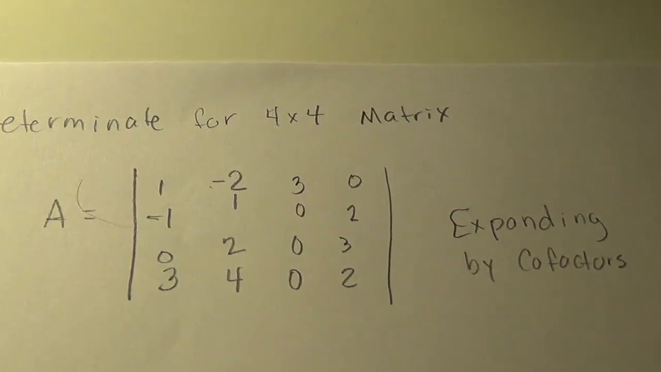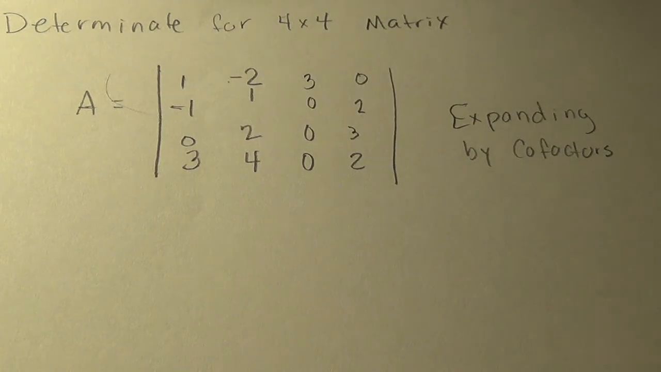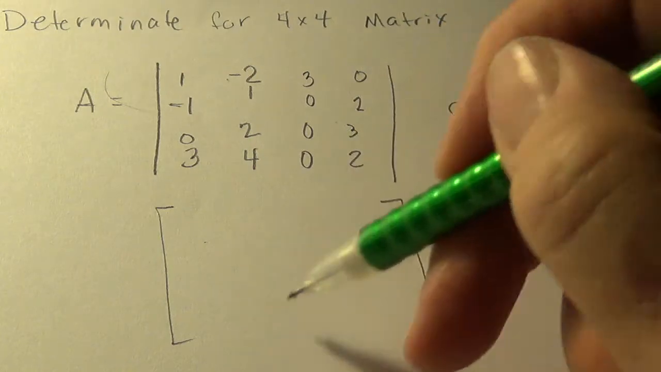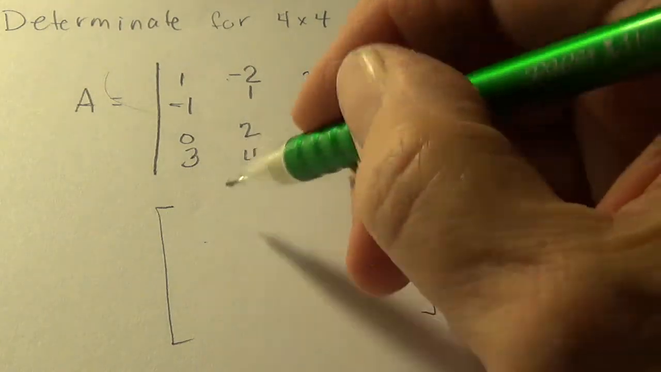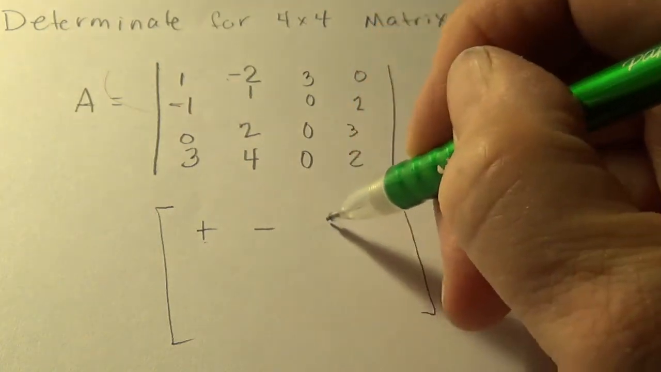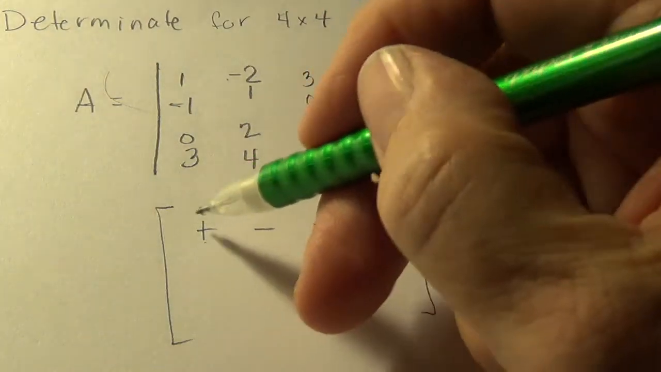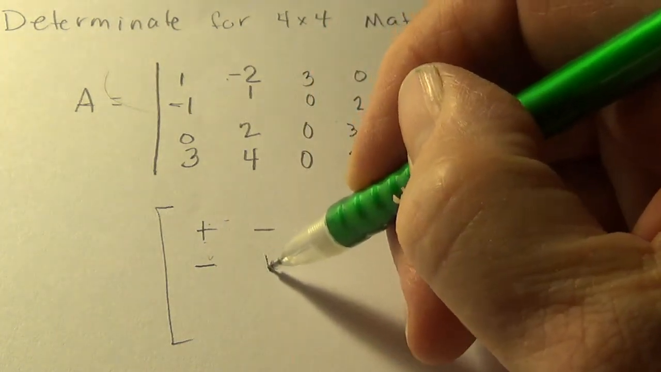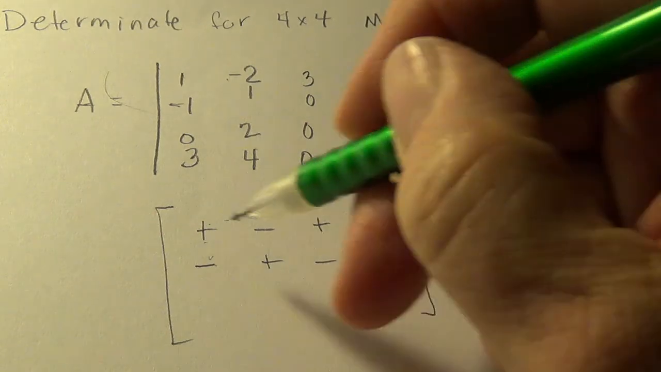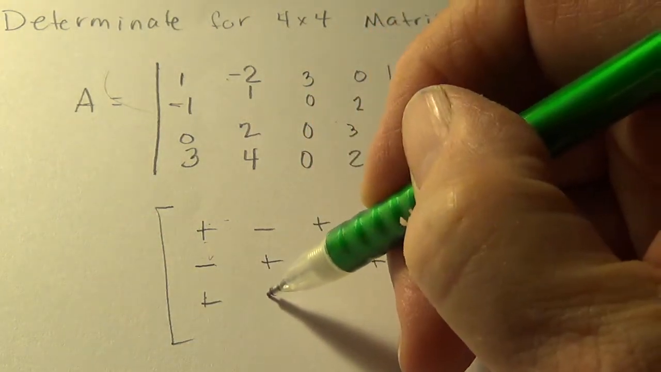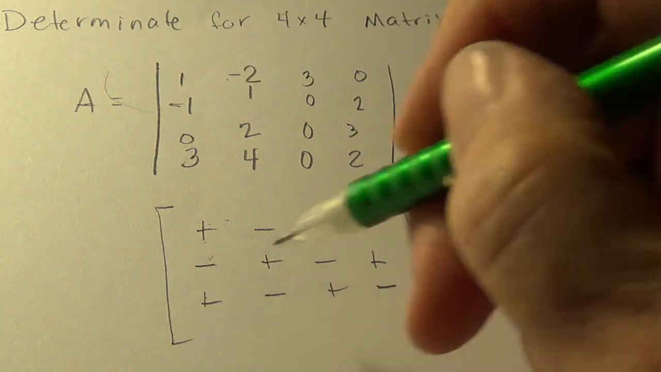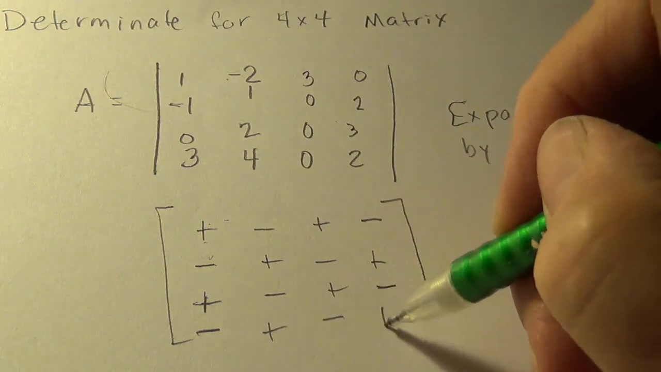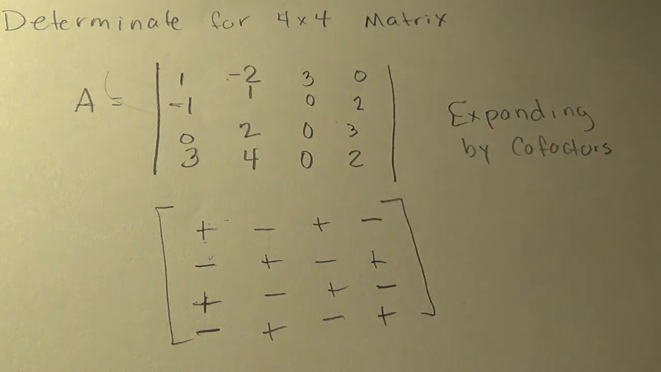So, before we do that, we have to memorize a special map. Since this is a 4x4, there will be 4x4 places in this map. So the map will be plus, minus, plus, minus. And underneath of each of these, we're going to change it. So under the plus, we'll have a minus, plus, minus, plus. And under that, we'll have a plus, minus, plus, minus. And under this, we'll have a minus, plus, minus, plus. So you have to memorize that map.